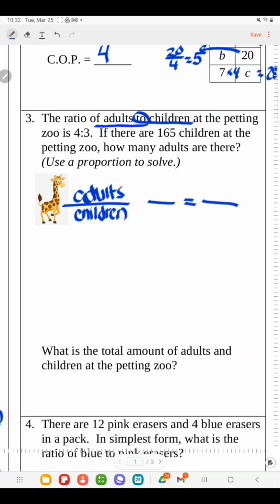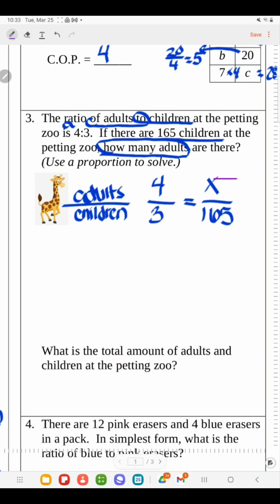And the first ratio that they gave me is 4 to 3, and they told me that was adults to children, so that's already in the right order because of my plan. And then they gave me that there's 165 children, so that is going to go on the bottom because that's where I said I wanted to put it. So that's in my plan. Where this other one comes from goes from my plan, and then how many adults, that's my missing value.